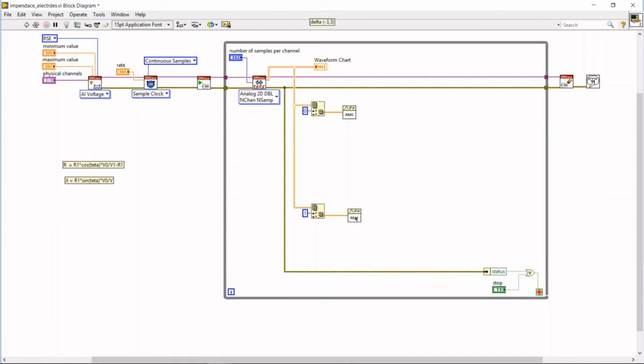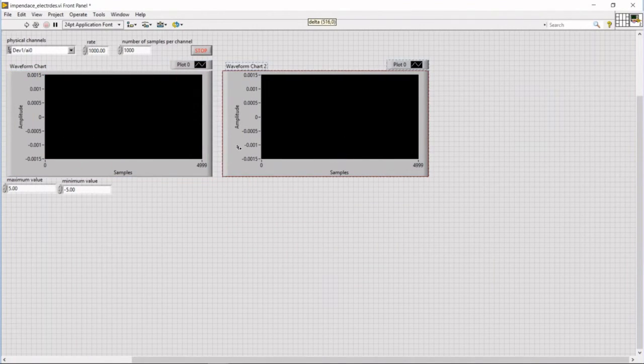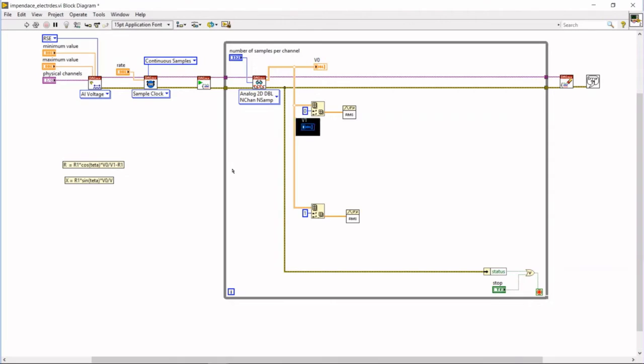Next, let's place some indicators of our voltage, so graph indicators. I'm going to open the front panel and copy this graph. I'm going to name this V0 and this V1, and disconnect these two, and this is V0 and V1 is this one.